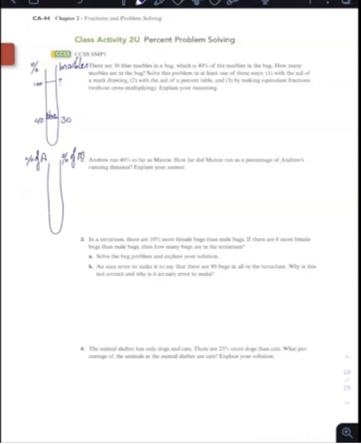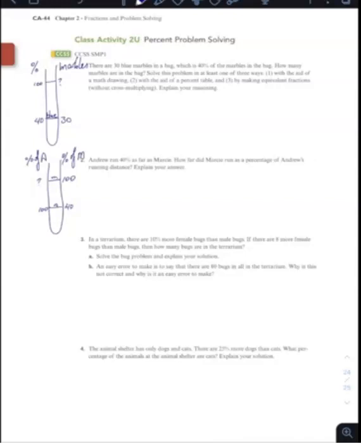Andrew ran 40% as far as Marcy. So if this is Marcy, this would be Andrew. If we said that Andrew ran 40, then Marcy would have run 100. How far did Marcy run as a percentage of Andrew? Well, if we're doing a percentage of Andrew, then he would be at 100%, and we want to know what Marcy ran at.